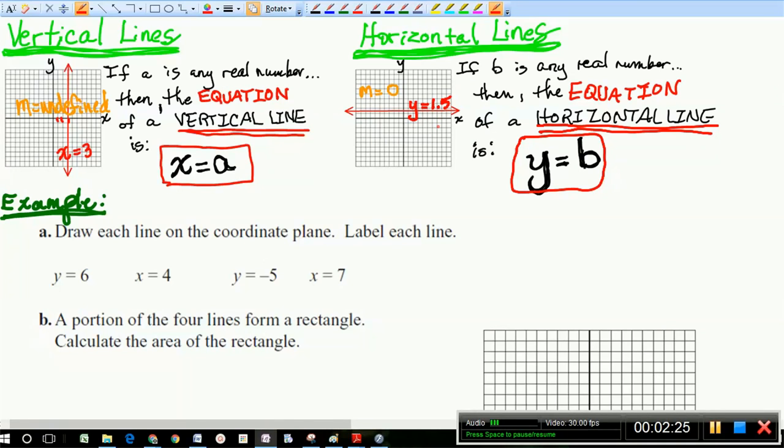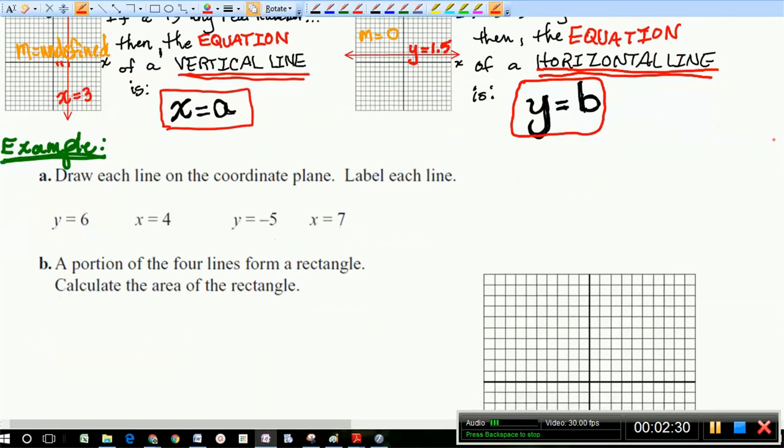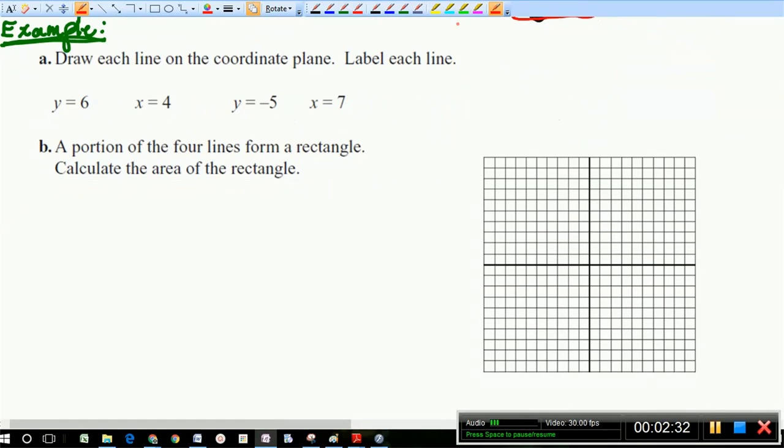All right, so let's go take a look at this example here. Now we know what to do. Remember that the vertical lines would be x equal to something, and then the horizontal lines would be y equal to something. So let's take a look. We want to draw each line on the coordinate plane and label each line, okay? So let's go for it. Let's do y equals 6.